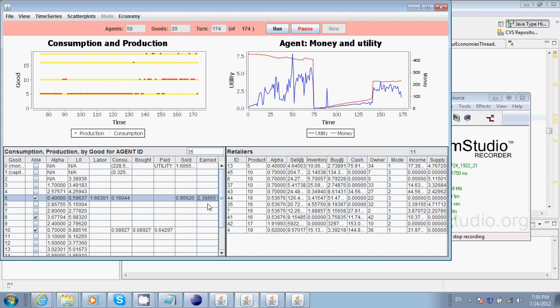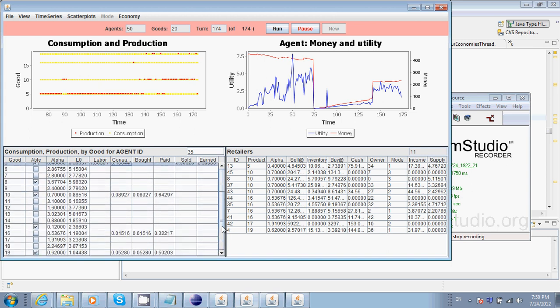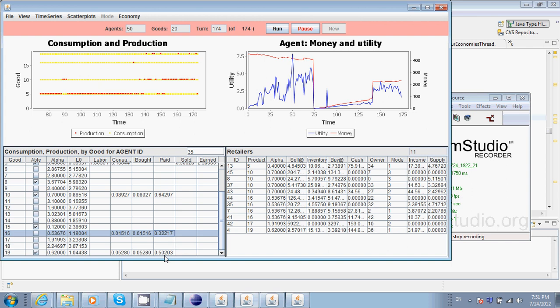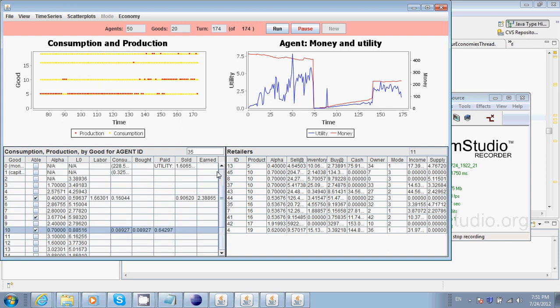He earned 239, that's in money. Then he used the money to buy, for one thing, I don't know if he replenished it or ran it down, but in any case that's to hold on to his money. He had a little bit of reserves of money, and so between his earnings and his previous money holdings, he spent them on, he paid 0.64 for this good 10, paid 0.32 for good 16, paid 0.5 for good 19. So you see he's consuming several different goods, and he has kind of a wide range of choices.